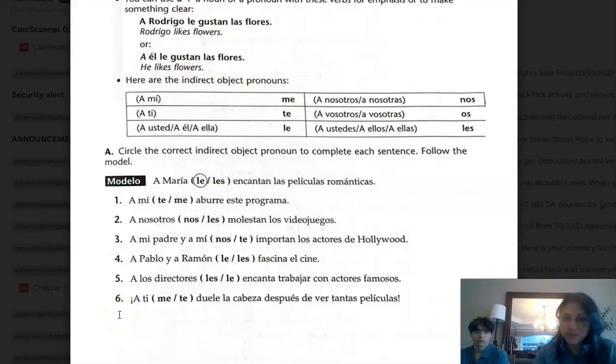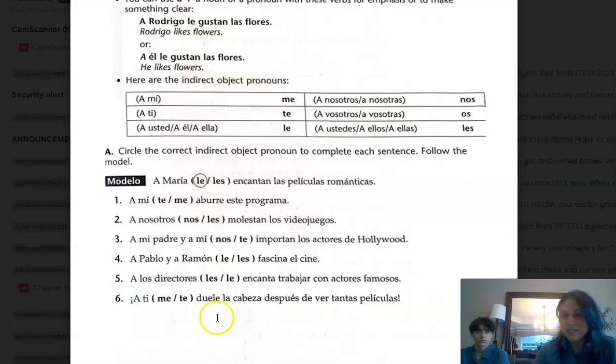Okay, the last one here. Did you translate that? The directors love to work with famous actors. Número 6. A ti te duele la cabeza después de ver tantas películas. A ti te, it's a ti up here, so it's got to be te. And then duele la cabeza después de ver tantas películas.